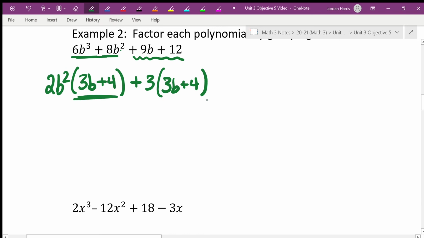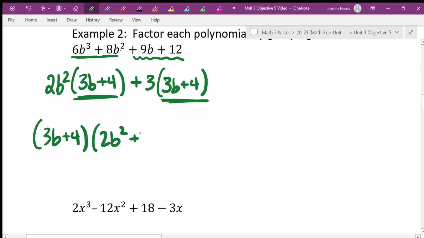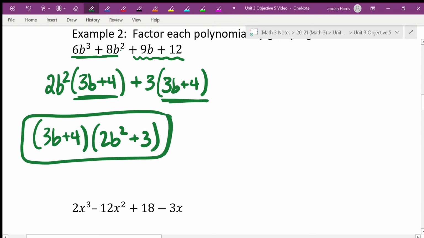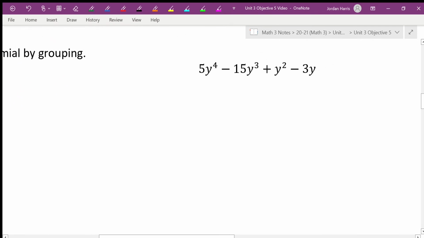If they do not match, you cannot factor by grouping. Don't just start taking things out and just assuming it's going to work. It has to match. If it doesn't match, it doesn't work. And grouping is not what you can do. So 3b plus 4 and 2b squared plus 3 left. And we're done. A lot of times you will have to end up factoring more, so be careful about that.